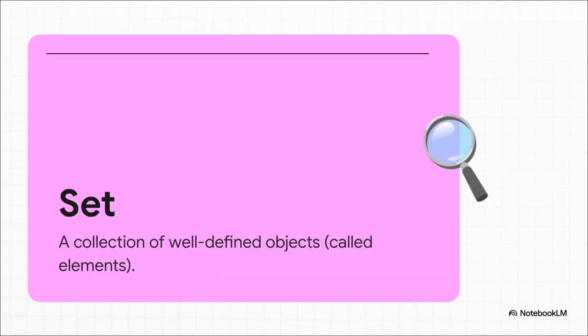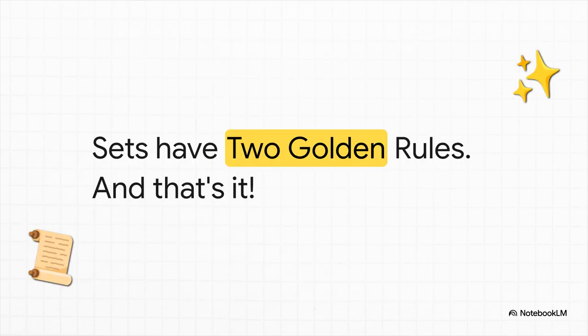A set is just a collection of well-defined objects. That's it. That's the official definition. And the objects inside the set, we just call those elements. So for our set of fruits, the elements might be apple, banana, and orange. Simple stuff. And here's the best part.